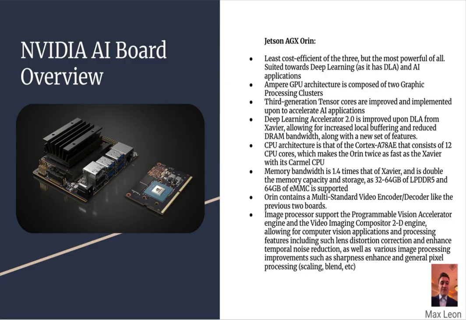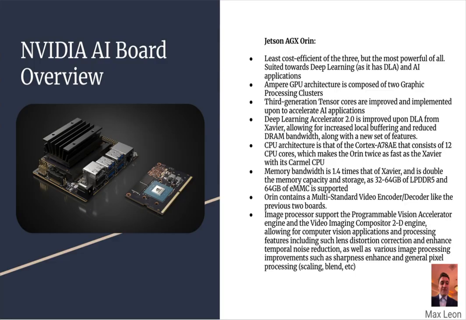The CPU architecture is that of the Cortex A78AE that consists of 12 CPU cores, which makes the Orin twice as fast as the Xavier with its Carmel CPU, which is very, very important. The memory bandwidth is 1.4 times that of Xavier and is double the memory capacity and storage, as 32 to 64 gigabytes of LPDDR5 and 64 gigabytes of eMMC storage is supported. And of course, that's important because as AI models continue to get bigger and data sets continue to get bigger, you need something very powerful to process that.